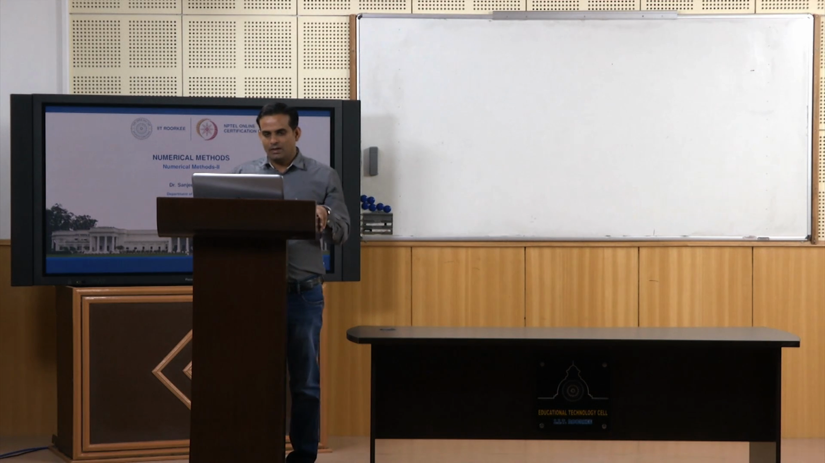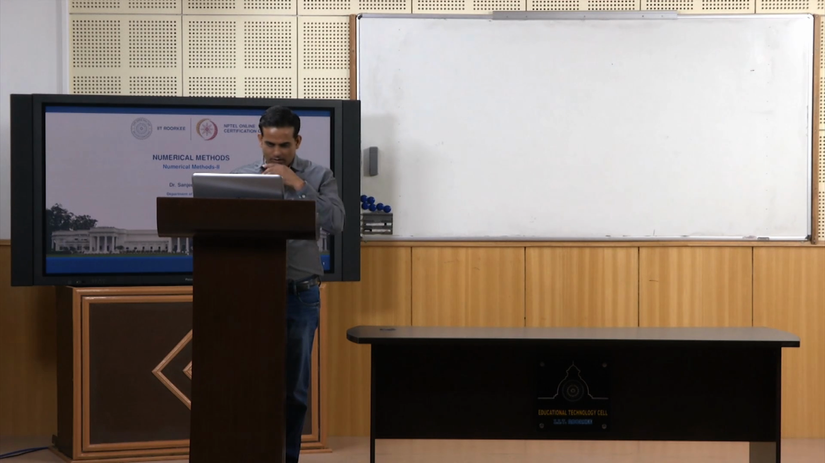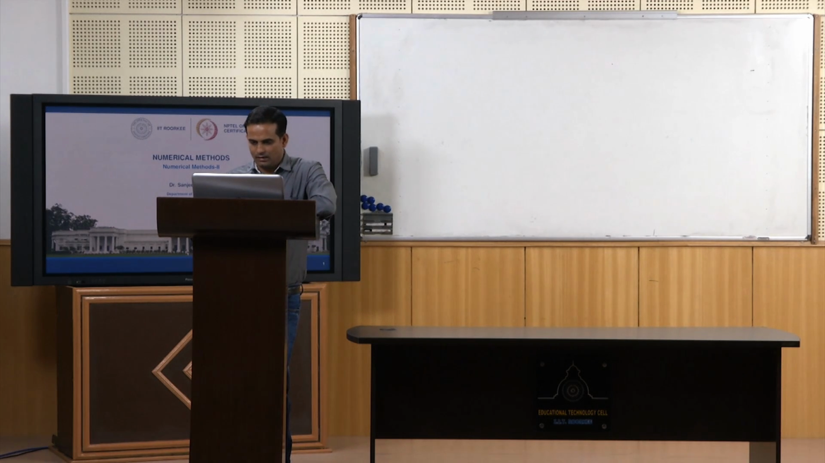If we talk about Taylor methods of higher order, we can do it. The quadratic Taylor method is easily generalized to higher degrees by including more terms in the Taylor polynomial. For example, the Taylor method of degree p uses the formula y at x k plus 1 equals y k plus h times y prime k plus h square upon 2 y double prime k and so on up to the pth order derivative. That is, the last term will be h raised to power p upon factorial p into the pth derivative of y k. To advance the solution from the point x k, y k to x k plus 1, y k plus 1, we will use this formula.